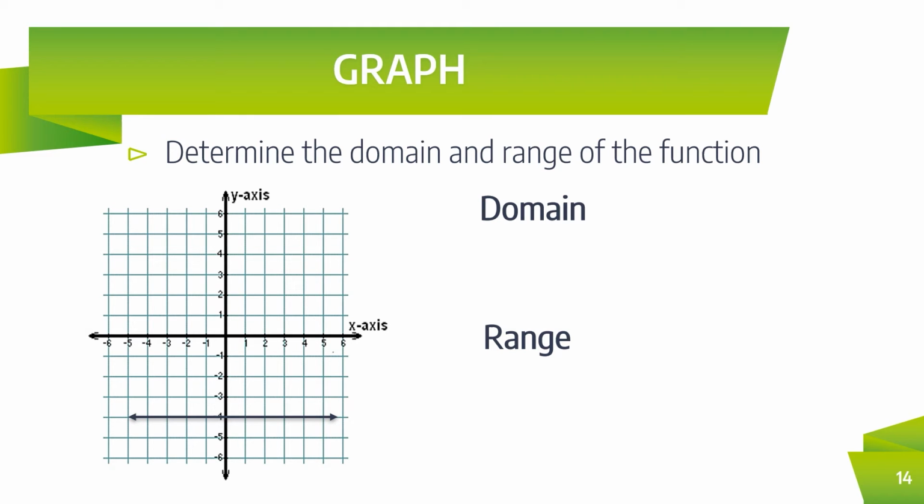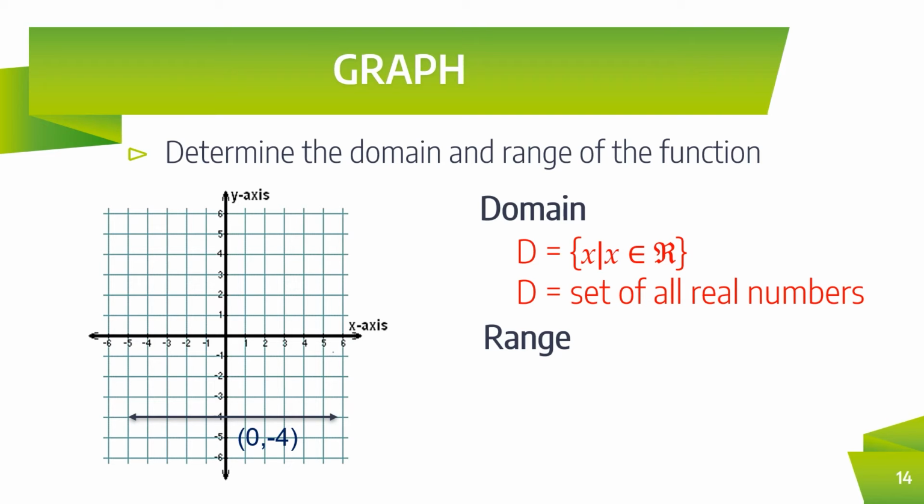Take a look at the next graph. It is a horizontal line. This horizontal line passes through (0, -4). As you can see in the graph, the arrowheads extend to the left and right without bounds. So the domain is the set of x such that x is an element of real numbers, or the set of all real numbers. But the range is the set of y such that y is equal to -4, since the line passes through (0, -4).